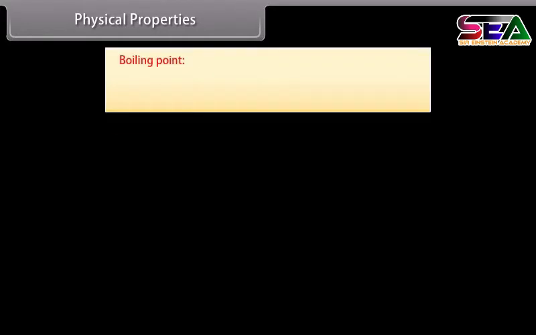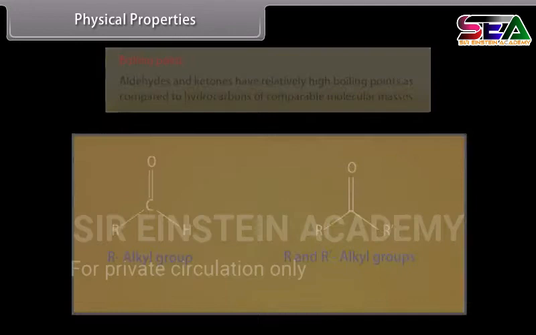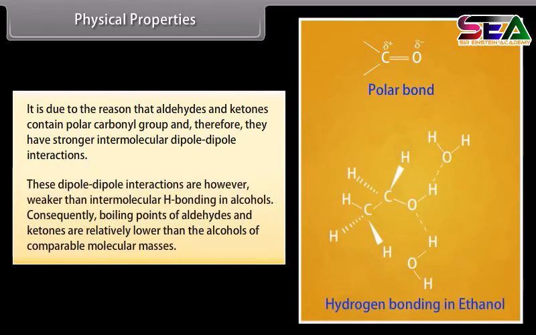Physical properties. Boiling point. Aldehydes and ketones have relatively high boiling points as compared to hydrocarbons of comparable molecular masses. It is due to the reason that aldehydes and ketones contain polar carbonyl group, and therefore they have stronger intermolecular dipole-dipole interactions. These dipole-dipole interactions are, however, weaker than intermolecular hydrogen bonding in alcohols.